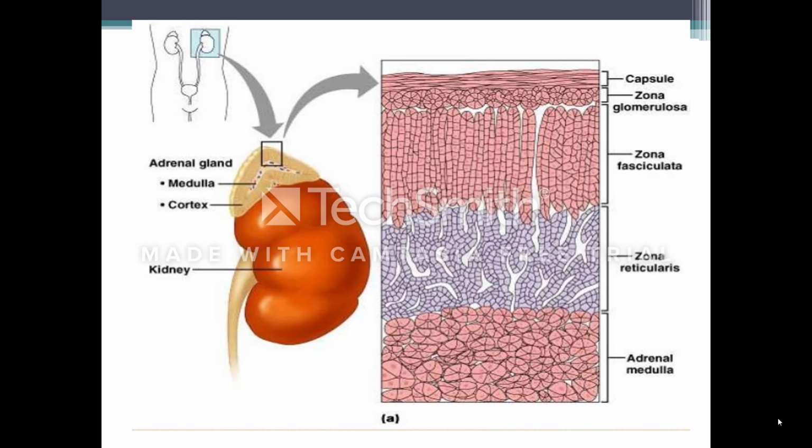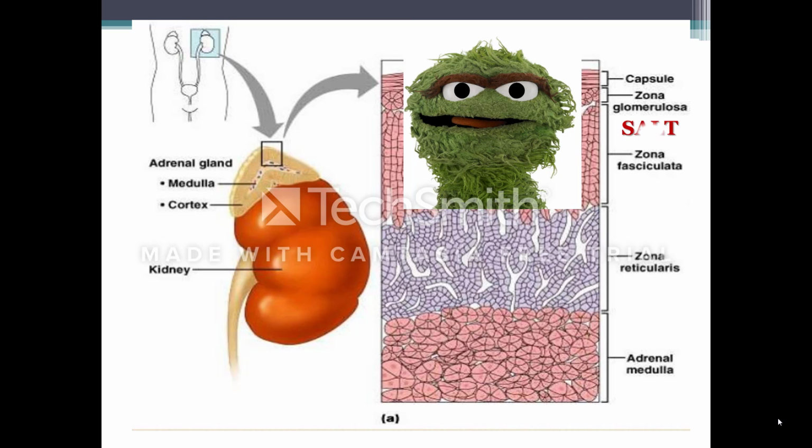Here we have a cross-section of the adrenal gland. There are two main components, the inner part called the medulla that secretes catecholamines, and the cortex. We are going to focus on the cortex, which is divided into three sections. We have the zona glomerulosa that secretes mineralocorticoids, or hormones that affect the salt balance. We're going to continue to use the characters from Sesame Street, so you can see that Oscar the Grouch is a salty character. The zona fasciculata produces cortisol, or glucocorticoids that affect blood glucose.